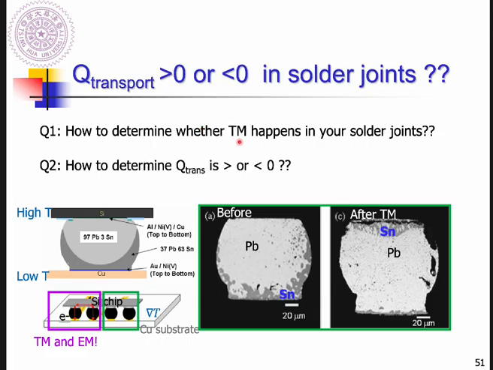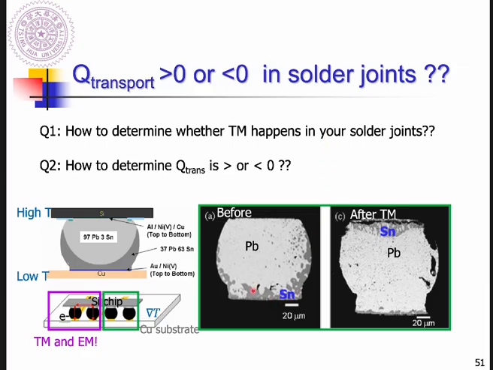But the other question would be, how to determine whether the heat of transport is positive or negative? As I mentioned, you can visualize the atomic distribution before, and compare the atomic distribution before and after you apply a temperature gradient across these materials, or this solder bond. Yes, so you can design this type of experiment to answer both these questions.